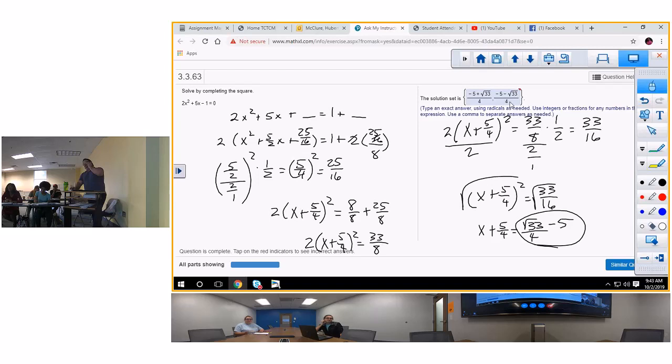Negative 5 minus the square root of 33 over 4, that's how you write it. Now, of course, what's the square root of 33? Well, the square root of 36 is what? 6. So I'd say it's probably 5.5 or 5.6, something like that. I don't know, I'd have to do it. But we don't need to do that on these.